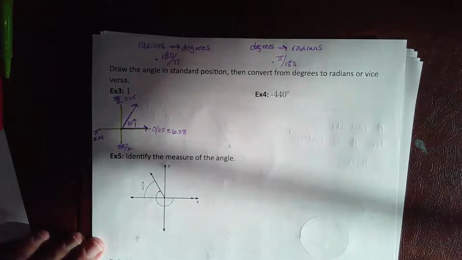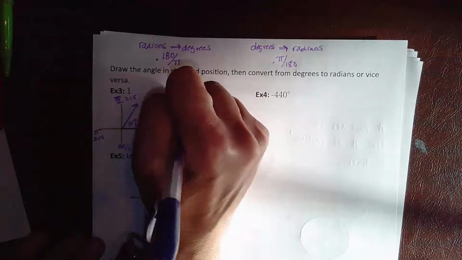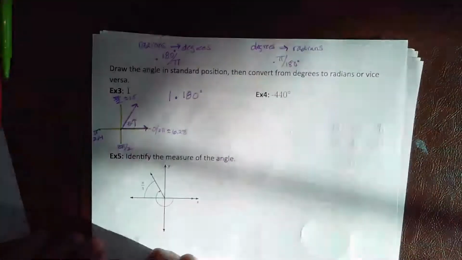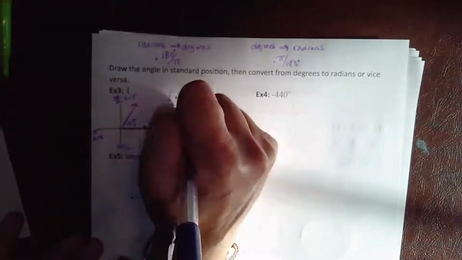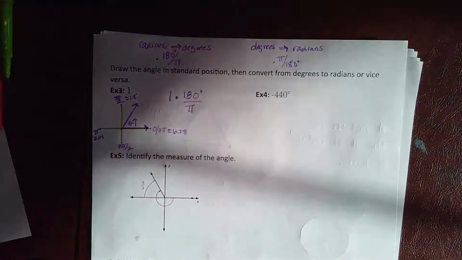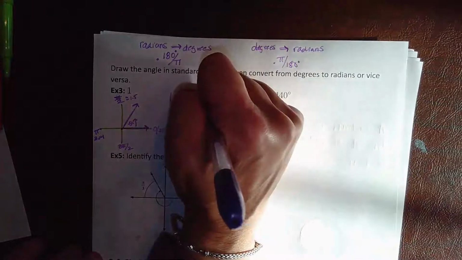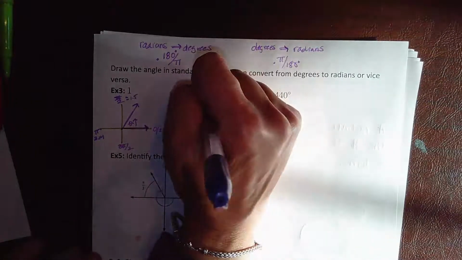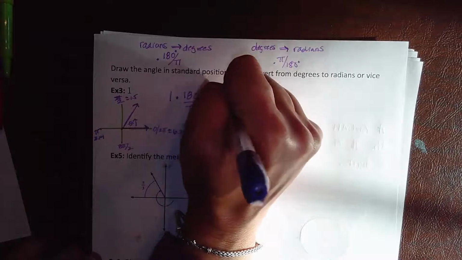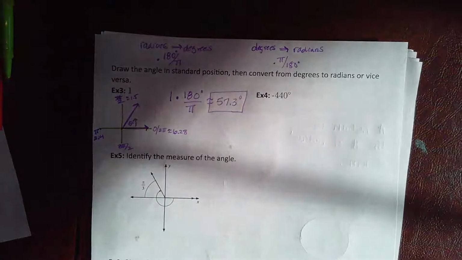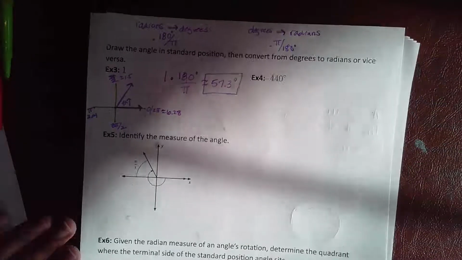So let's do some conversions. If I have 1 radian and I'm going to want to get this into degrees, I am going to put my little degree symbols here, multiply by 180 over pi. I'm going to throw that into my calculator, and I'm going to get 180 divided by pi. I get approximately 57.3. And we're talking about degrees.